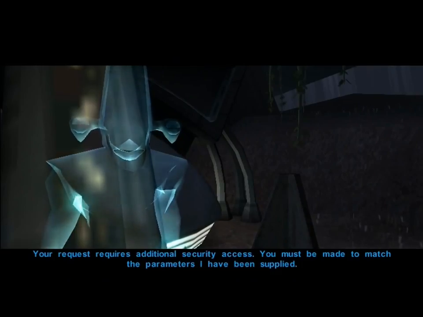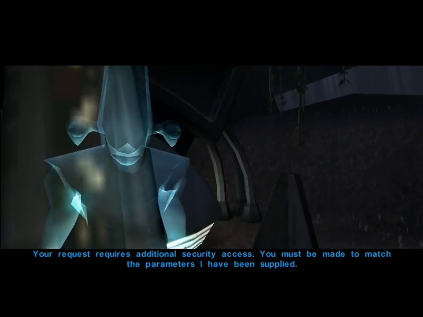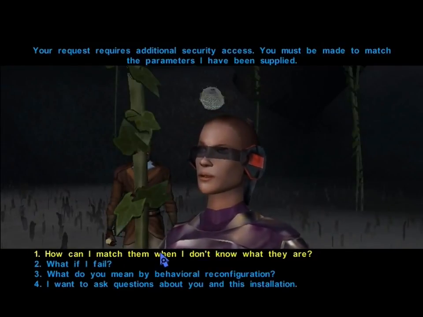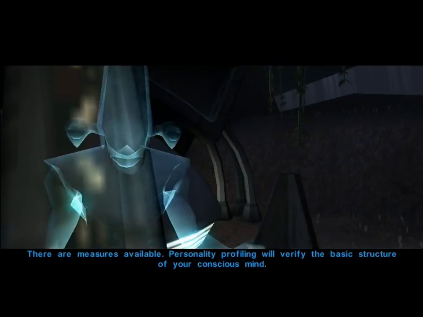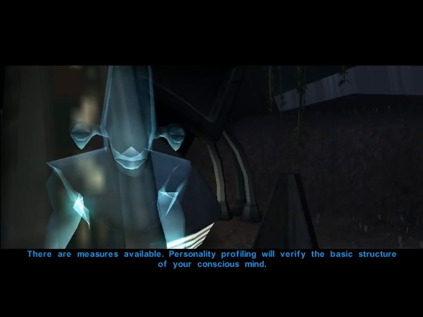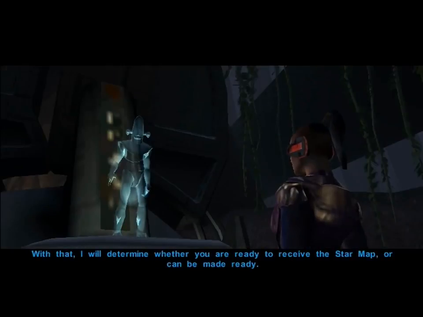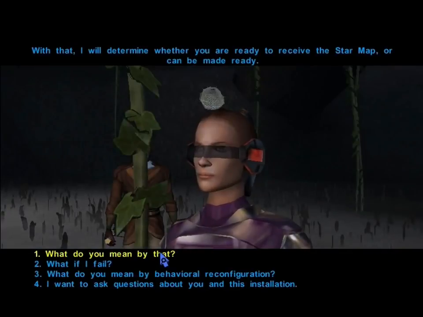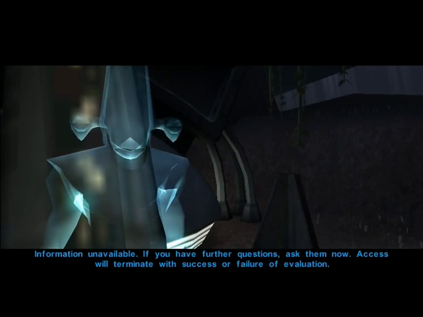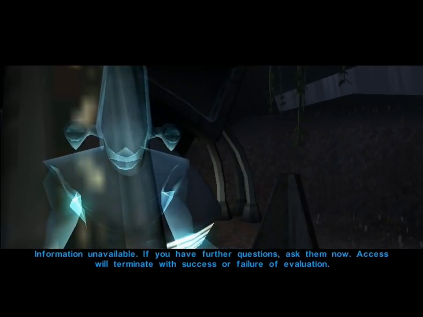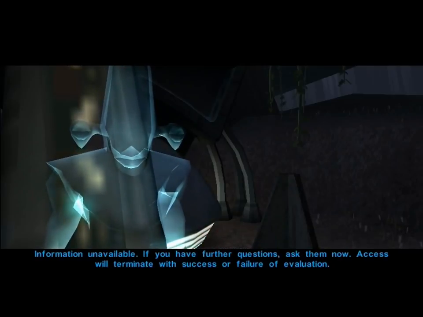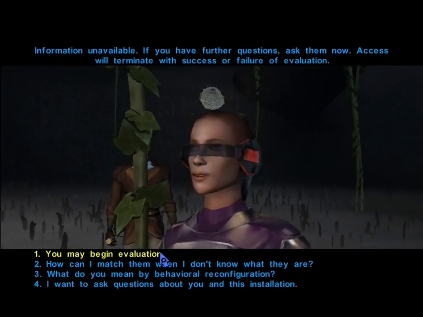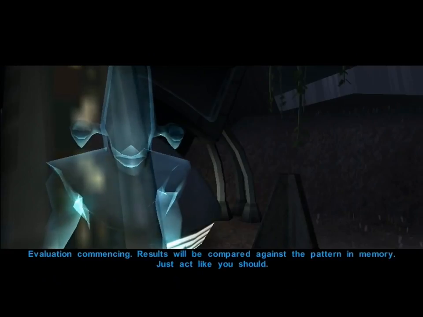Your request requires additional security access. You must be made to match the parameters I have been supplied. Okay. How can I match them when I don't know what they are? There are measures available. Personality profiling will verify the basic structure of your conscious mind. With that, I will determine whether you are ready to receive the star map or can be made ready. Okay, what do you mean by that? Information unavailable. If you have further questions, ask them now. Access will terminate with success or failure of evaluation. I think I've asked all the questions. You may begin evaluation. Evaluation commencing.